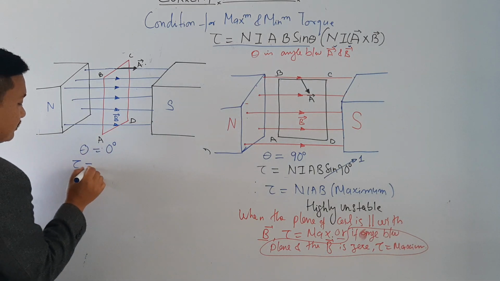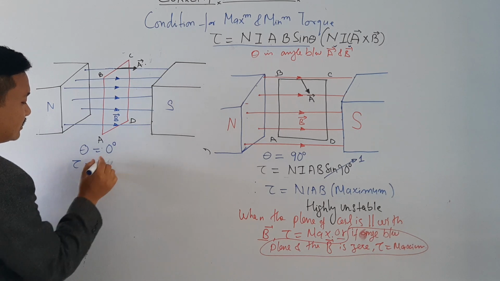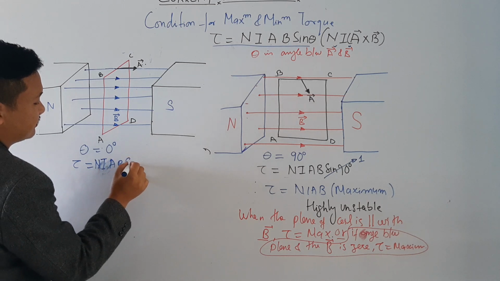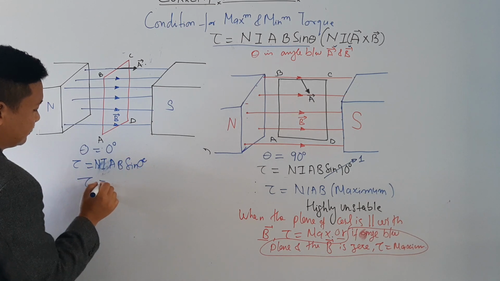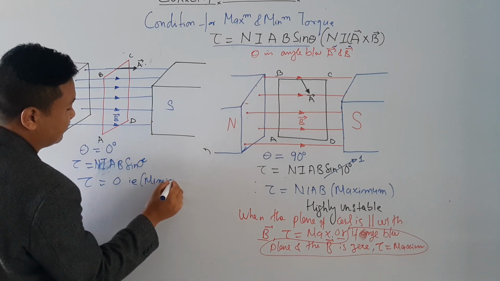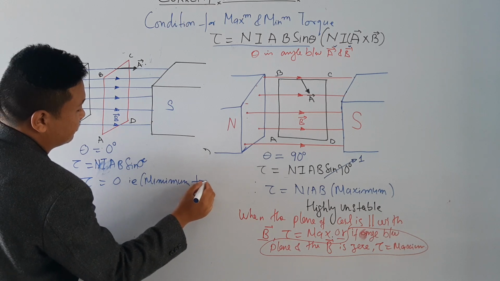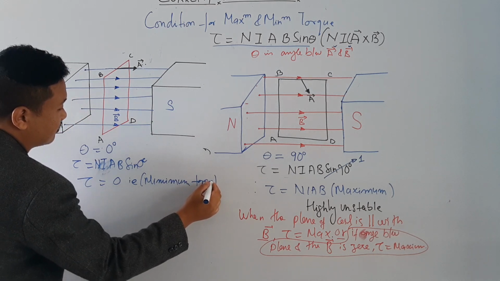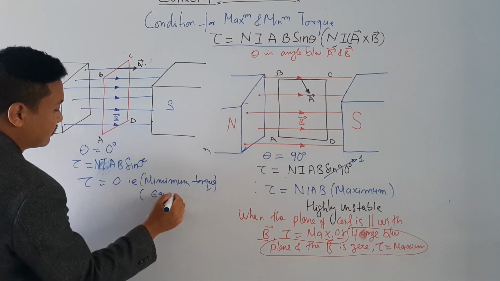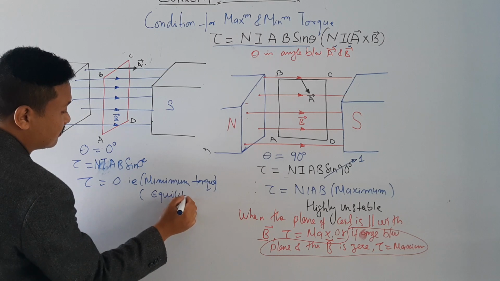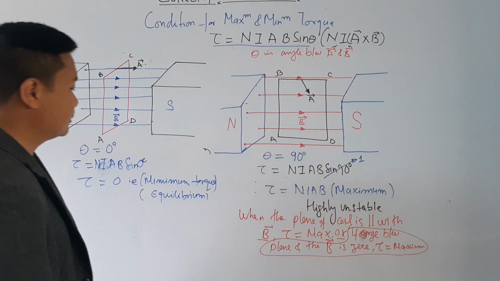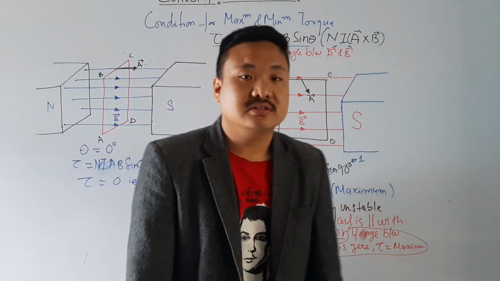So when the angle is 0, what will happen? Then tau will be equal to 0. Tau equals n I A B sine 0 degrees, so tau is equal to 0, that is minimum torque, or equilibrium. Okay, that is, the torque is at equilibrium. So this is how you can understand.